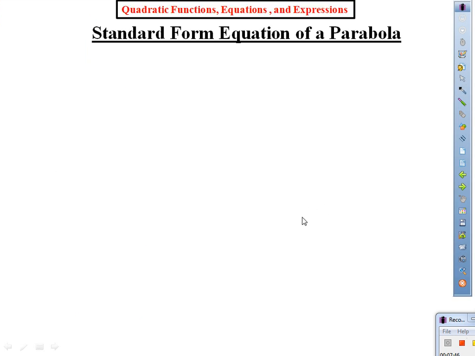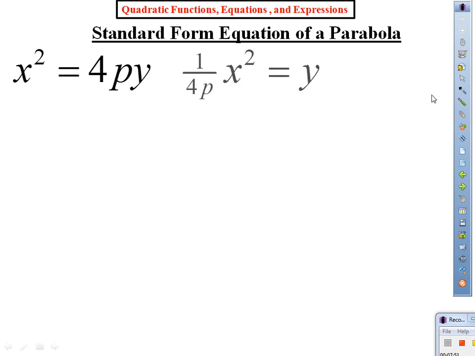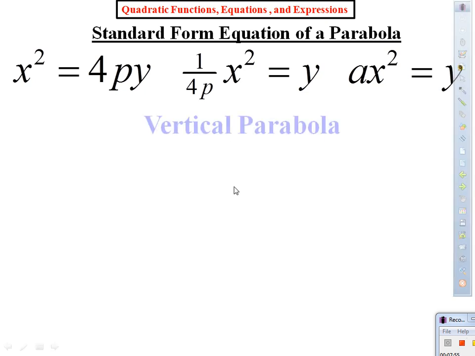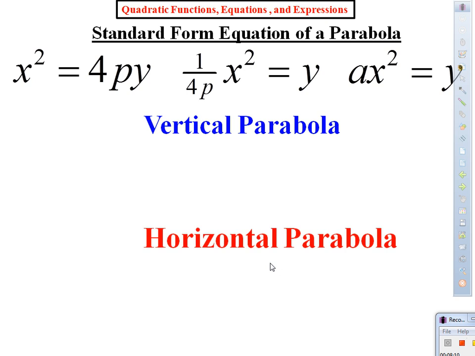So we ended up with this for the one that we did on Friday, yes? And all these are the same. And those we call a vertical parabola because they open up or they open down. These are the different ones. So now let's think of the one we just did right now. That's known as a horizontal parabola.